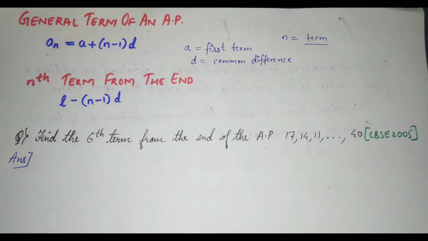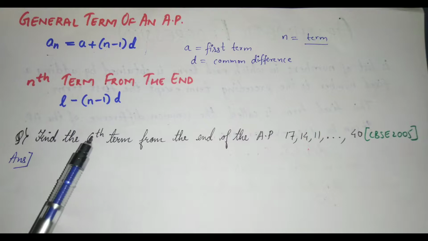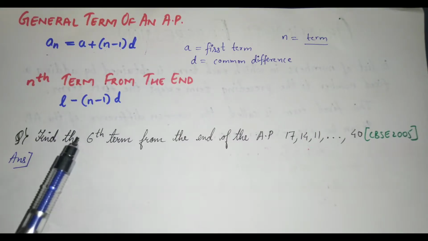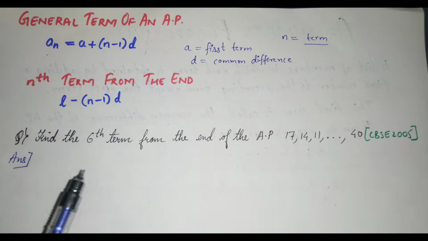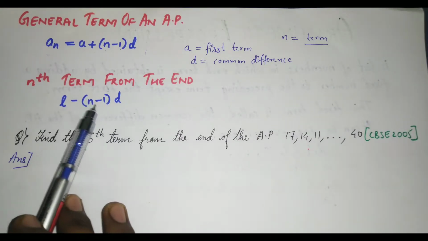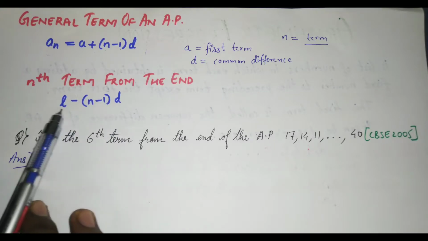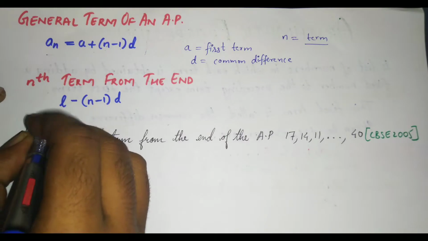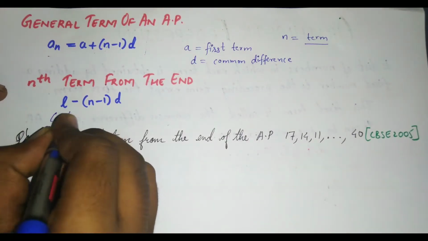Now moving on to the second important thing, that is the nth term from the end. If you are asked to find any term, suppose the 7th term from the end of the given AP, you have to apply this formula: L minus n minus 1 into d. What is L here? L is nothing but the last term.